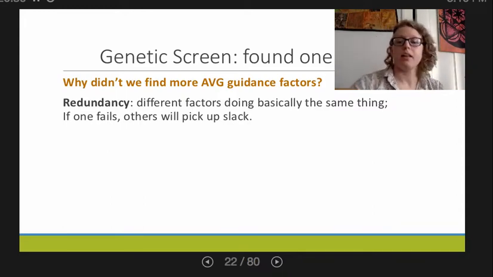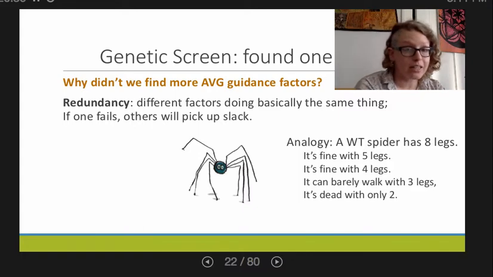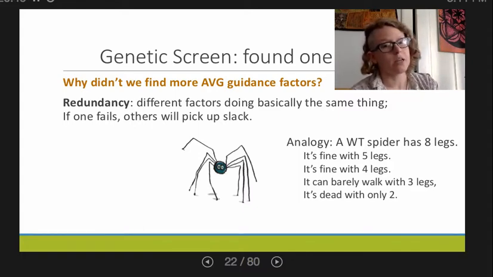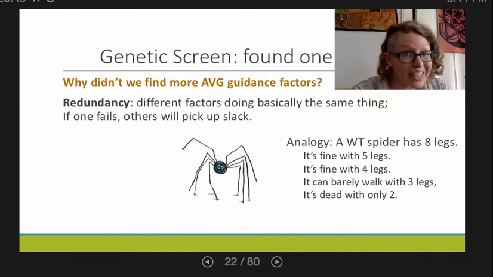pick up the slack. The analogy I use for this is a spider. A normal, healthy, wild-type spider has 8 legs. But if horrible things happen to this spider by nasty people, and it ends up with only 5 or 4 legs, it's gonna be okay. It only really needs 5 or 4 legs. There are safeguards in place because legs are important.